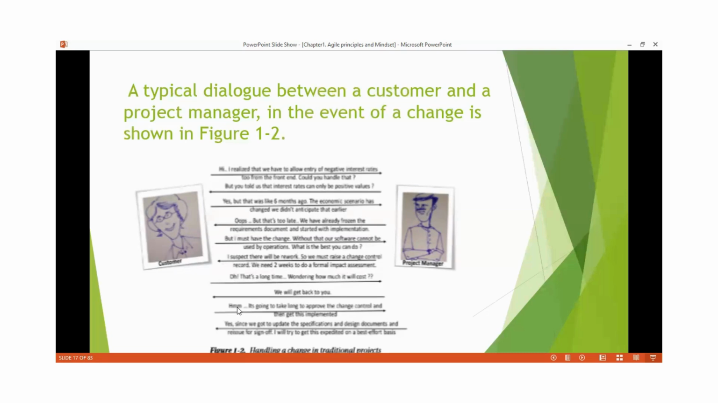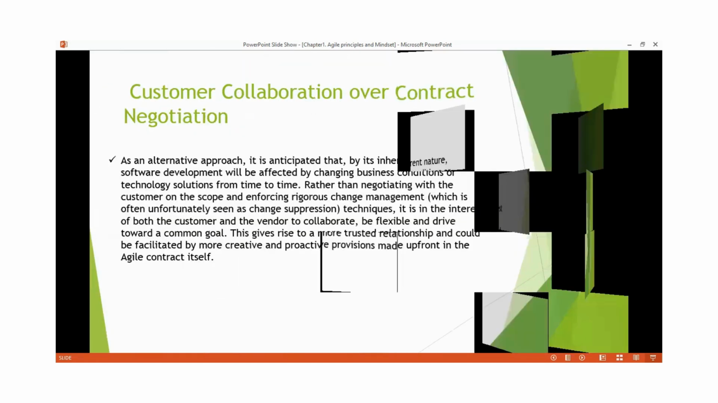The project management says, right, so it's going to take a long time to approve the change, and then to be efficient, yes, we stick with updating the specification and the design document, and reissue it for sign off. I will try to do this and get it updated in the shortest time boxes and on a best effort basis. So this is used in a traditional waterfall. You can see the communication going back and forth, which takes the project into loops and loops, in traditional waterfall.